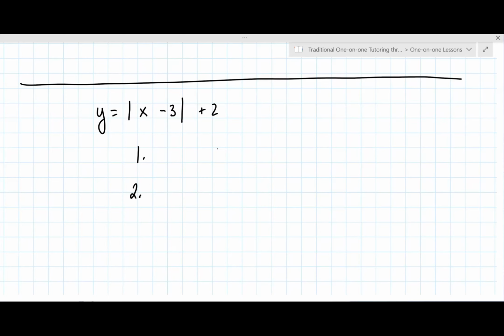Okay, Sourish, how are you doing on this one? I know what it is. It's right 3 and up 2. Good. Okay, so let's try another one here.